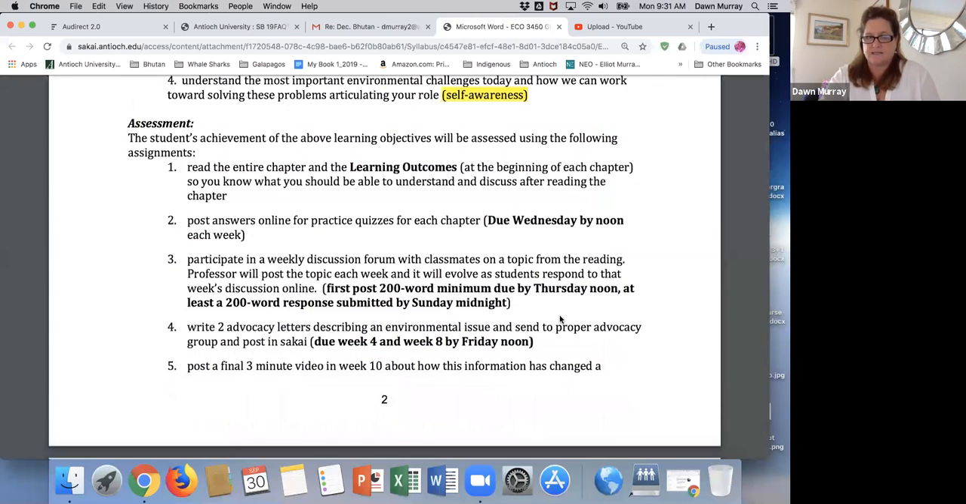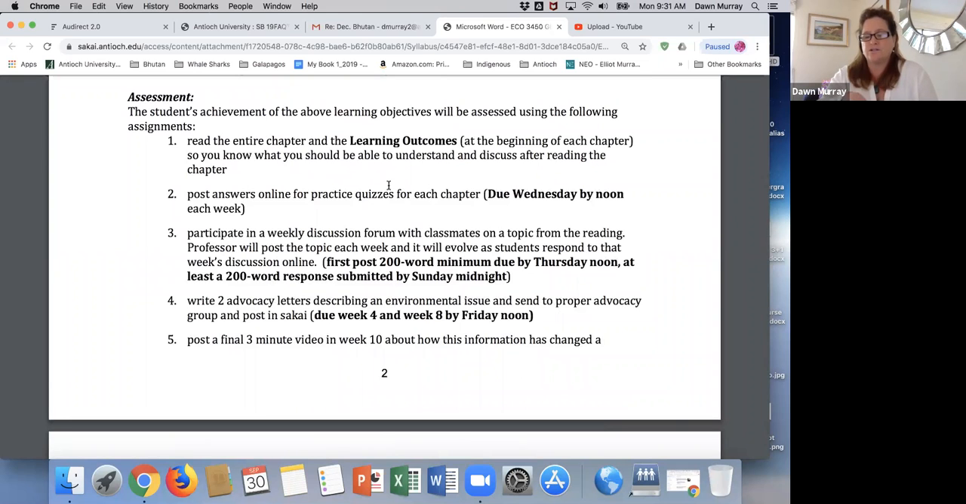In terms of assessment, you're going to read the entire chapter and the learning objectives at the beginning of each chapter so that you know what you should be able to understand. One issue students sometimes have is that the text is dense with scientific information and they're not used to reading such material. So what I suggest is you start with the learning outcomes at the beginning of the chapter, and then you go through the chapter and you read all of the captions and you look at all of the pictures and the graphs and the figures, and you see if you can see what the point is of all of those first.